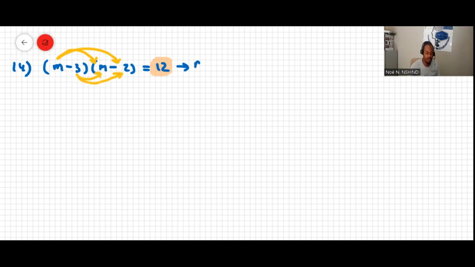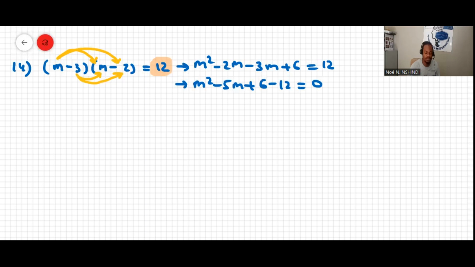That makes m squared minus 2m minus 3m plus 6 equal to 12. That makes m squared minus 5m. If we move the 12 over, that makes that equals 0. And that would be m squared minus 5m minus 6 is 0. Then we can solve this by factorization.